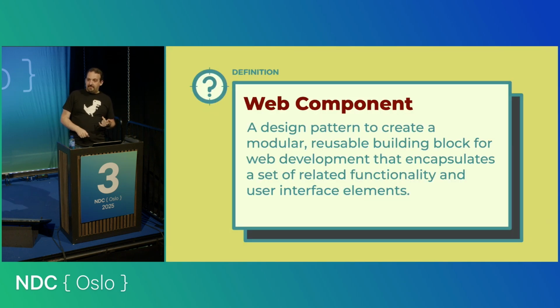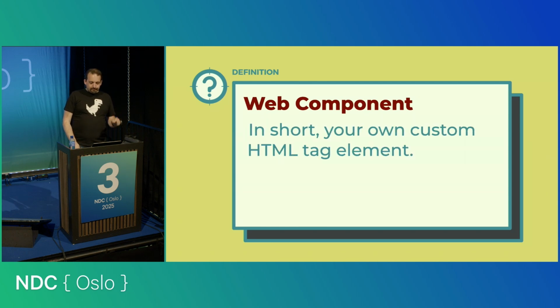It's just a design pattern. So it's not an API, it's a design pattern, to create modular reusable building blocks for web development, encapsulating a set of functionality and user interface elements. You know what it is. So here it's a design pattern to create your own custom HTML tag element. So you can register in the browser your own custom HTML element, like a country selector. So every time you use a country selector, you have a lot of behavior there. They can fetch data from the servers or the countries, wherever.